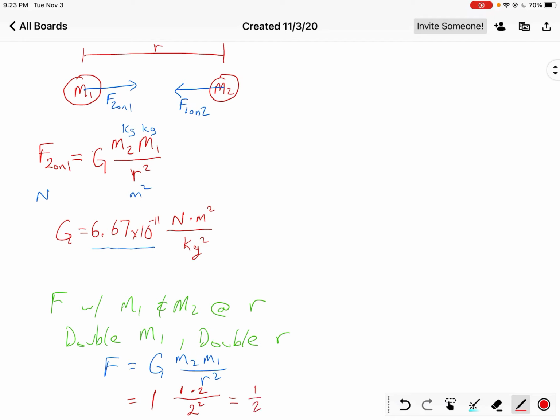So this represents the factor of change for the force. If I start with some force from M1, M2, and R, and then I double M1 and I double R, I will see the force be cut in half. So if we remember, this was this factor of change method to determine what that new force is relative to the previous force. So if I double M1, I double R, then the new force is 1/2 of the old force.